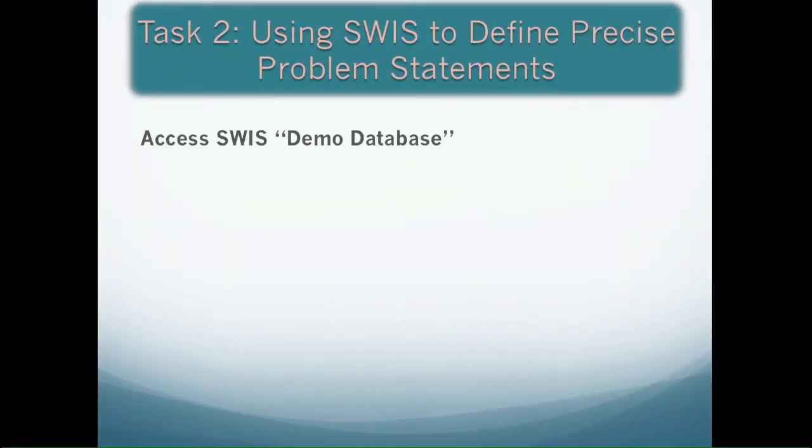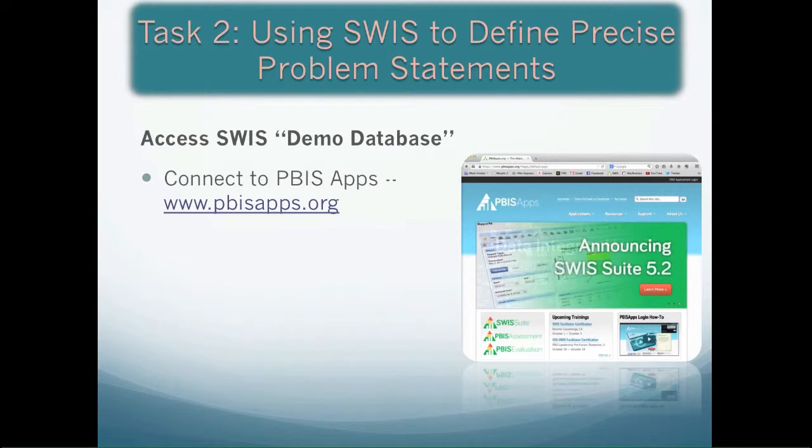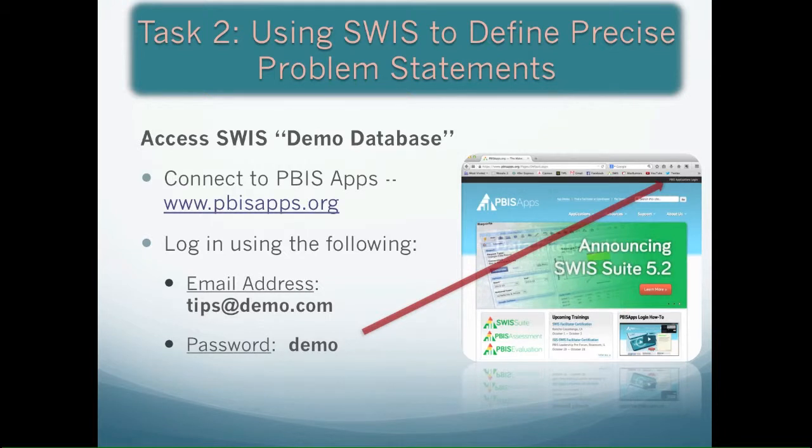The first step will be to access our SWIS demo database. To complete this, you're going to want to connect to PBIS Apps, which is www.pbisapps.org. Once you reach that website, you're going to log into the demo database, not your typical database for your school. You're going to use the email address tips@demo.com, and the password is going to be demo. You may want to write those down on a scratch sheet of paper so you have them accessible, but also note they are listed on the front page of Tasks 2 and Tasks 3.